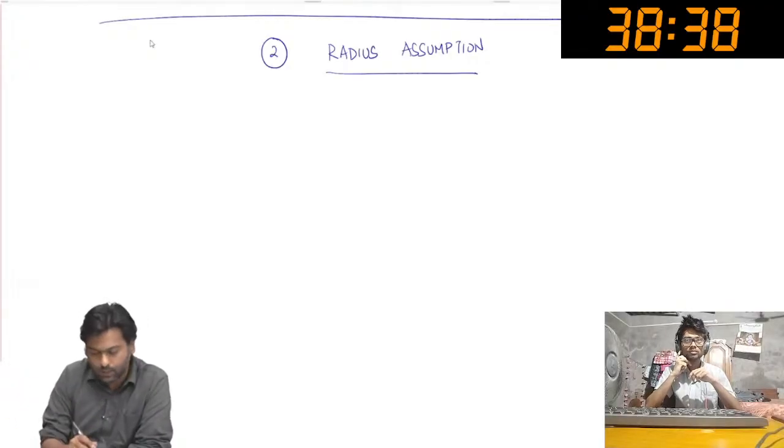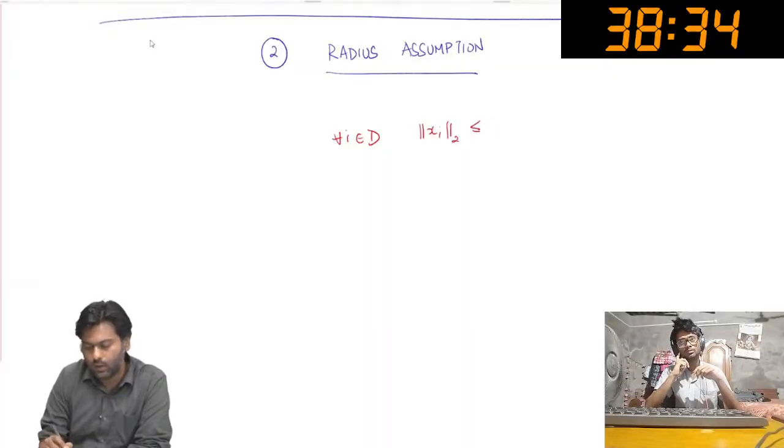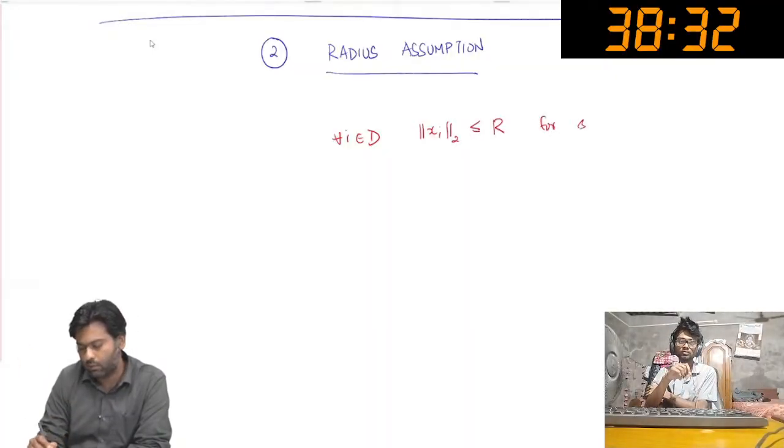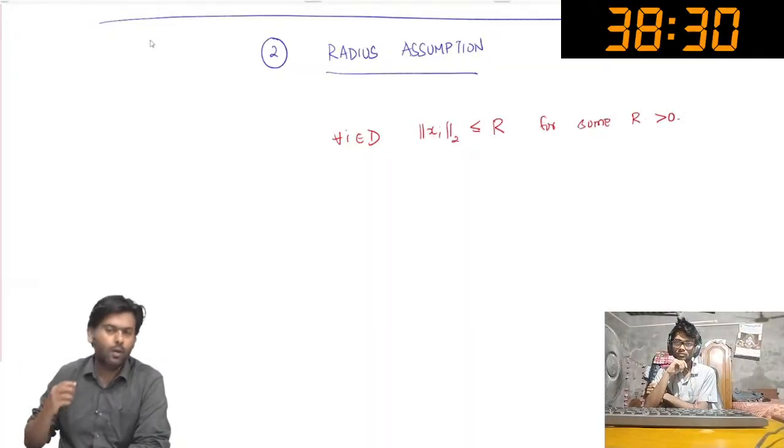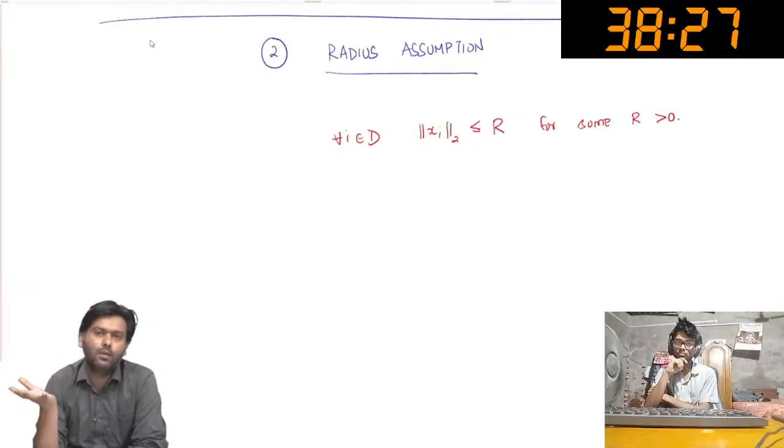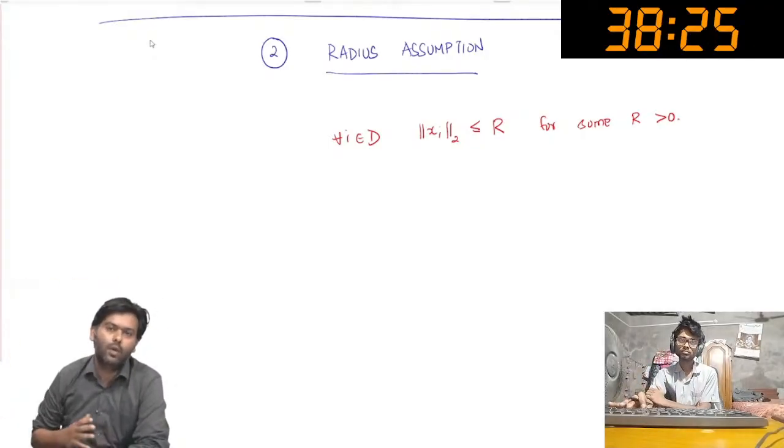The second one is what is called the radius assumption. So, what is the radius assumption? The radius assumption says that for every point in my data set, the length of the Euclidean norm is at most some r, radius r, for some r greater than 0. Well, all this is saying is that you have a finite data set and all the data points fall within a ball of some radius r.